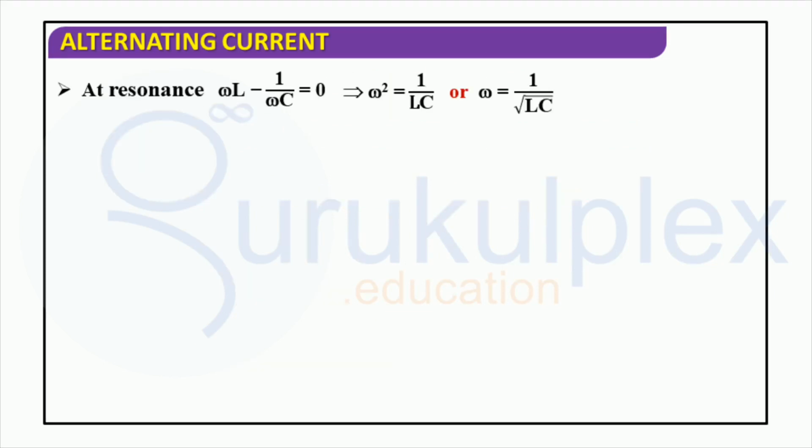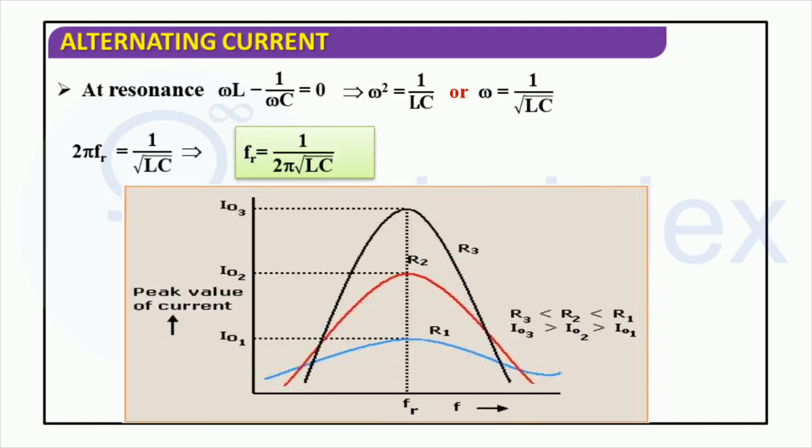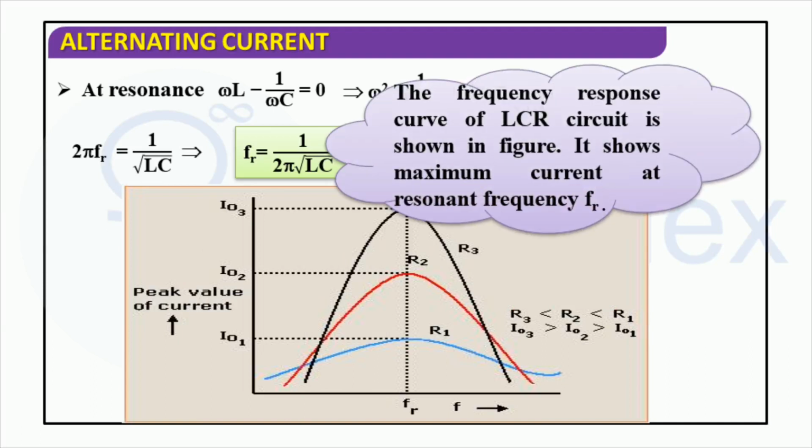The diagram illustrates the frequency response of an LCR circuit, with maximum current generated at its resonant frequency. The graph displays the changes in current in accordance to the alterations in frequency, delineating how the circuit reacts to multiple frequencies.